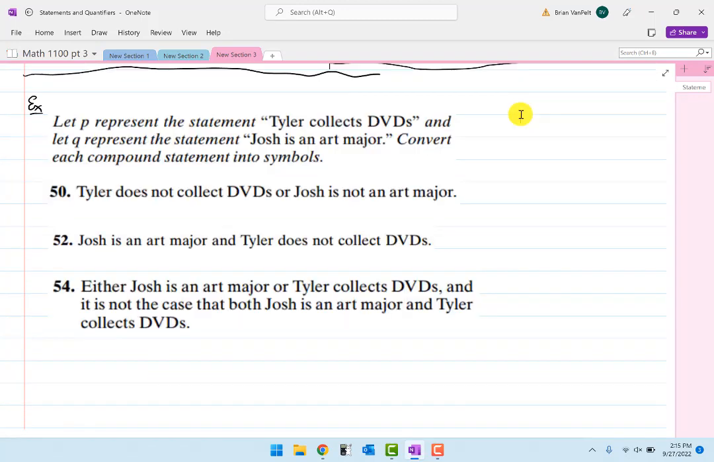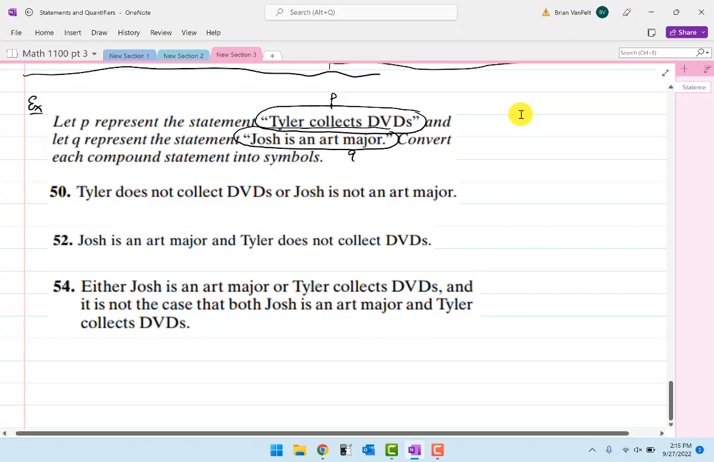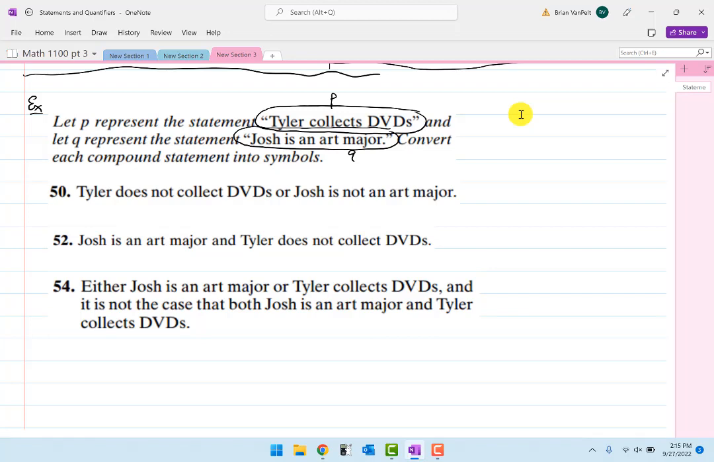All right, here we're given a problem where they want us to convert to symbols, and they have given us phrases. So P is going to be the part where Tyler collects DVDs, and then Q is Josh is an art major. So we want to take these compound statements and convert them to using P's and Q's and other symbols. So let's take a look at what we have. Tyler does not collect DVDs, so that part right there is not P. And then we have a V, and then Josh is not an art major, squiggle Q. So that'll be squiggle P, V, squiggle Q.